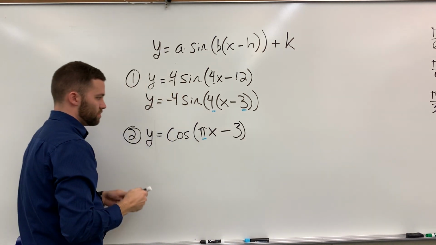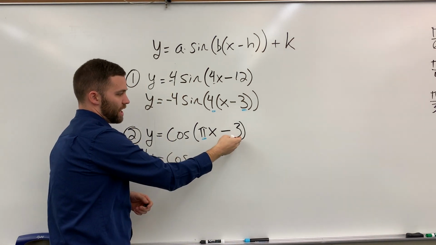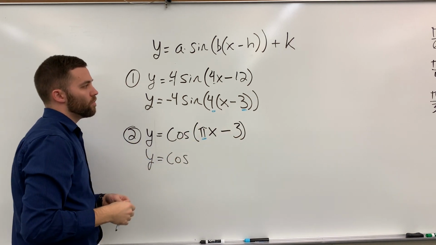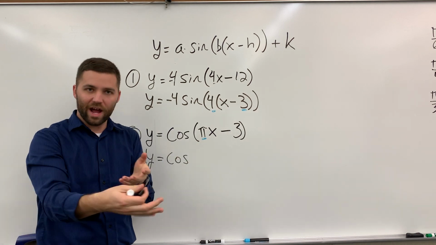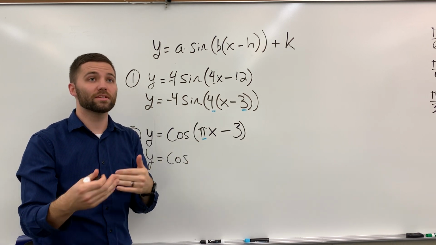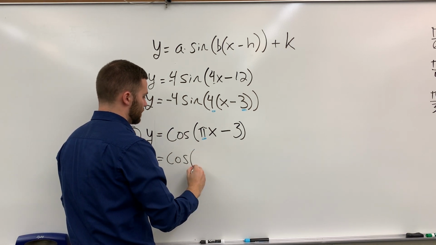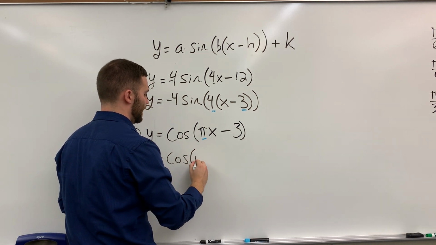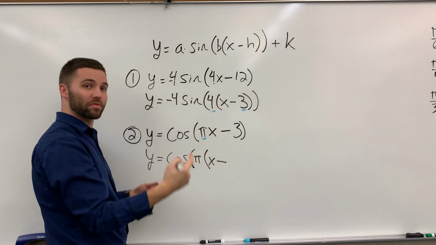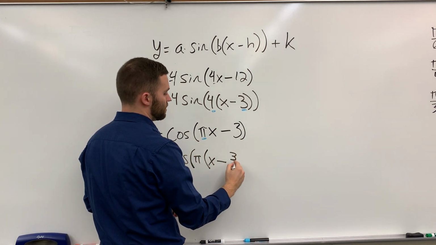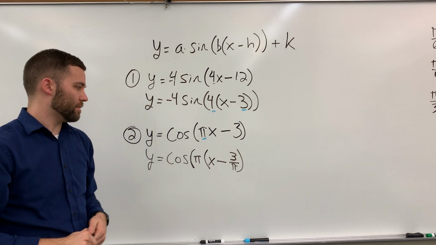Now, lots of times students will stumble on how to factor a pi out of this. Well, when we factored a 4 out of 12, that's the same as dividing a 4 out of 12. Well, if I'm going to do that here, I'll get this: pi times (x minus, if I divide a pi out of 3, I'm just going to write this: 3 over pi). Okay.